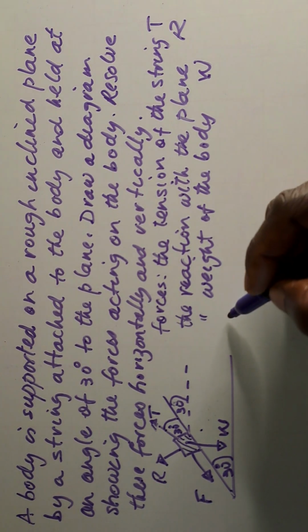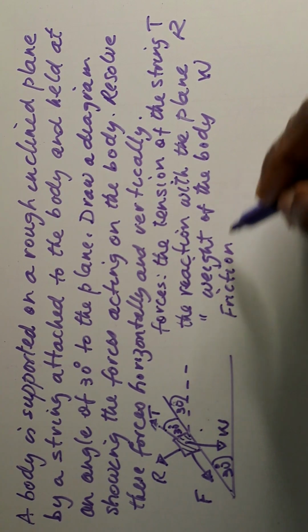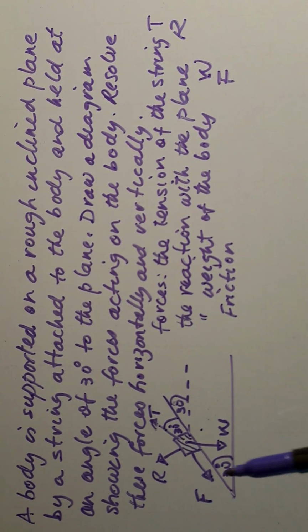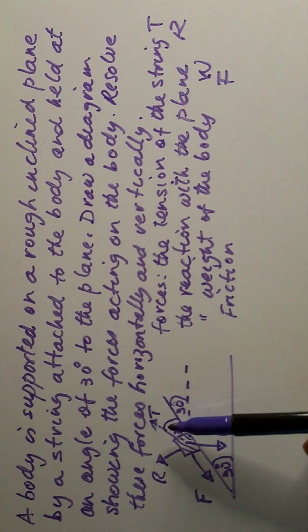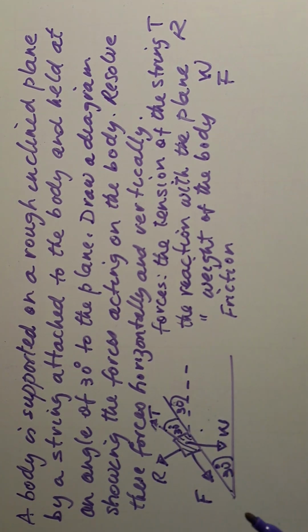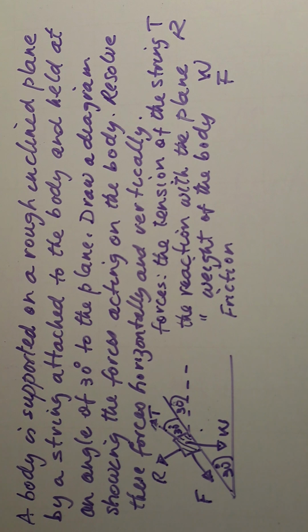And lastly, we have friction, F. Now remember, friction is always going to oppose any action, any force acting. And the tension is pulling the body up the slope. Friction will be acting in the opposite direction, so it's acting down the slope. Right, so now we're going to go ahead and resolve these forces.